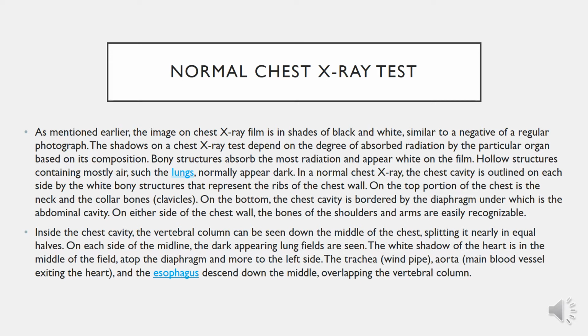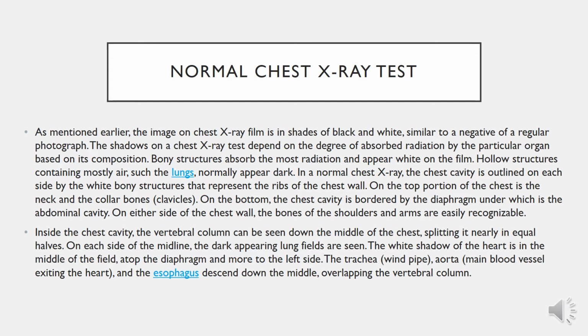In a normal chest X-ray, the chest cavity is outlined on each side by the white bony structures that represent the ribs of the chest wall. On the top portion of the chest is the neck and the collarbones, the clavicles. On the bottom, the chest cavity is bordered by the diaphragm, under which is the abdominal cavity. On either side of the chest wall, the bones of the shoulders and arms are easily recognizable.